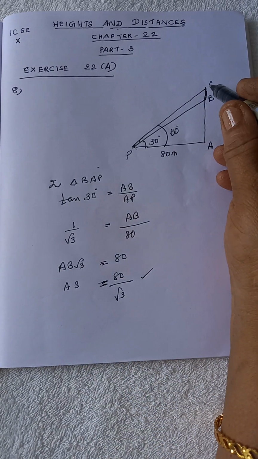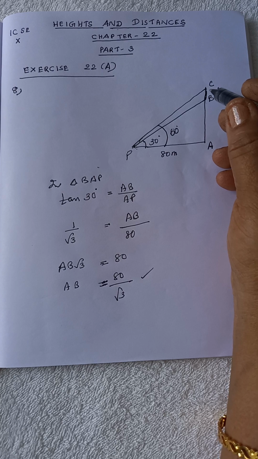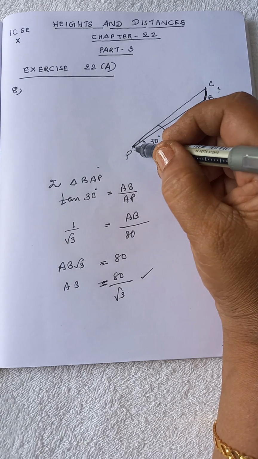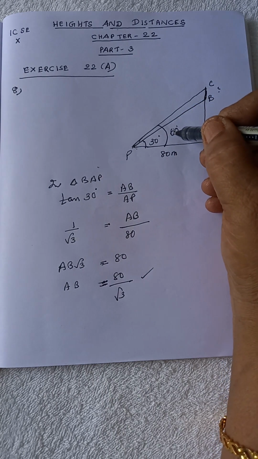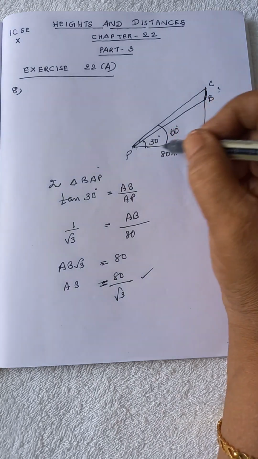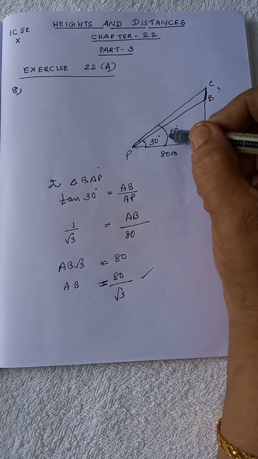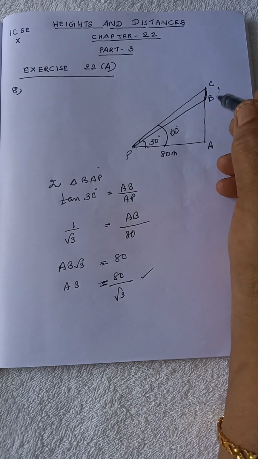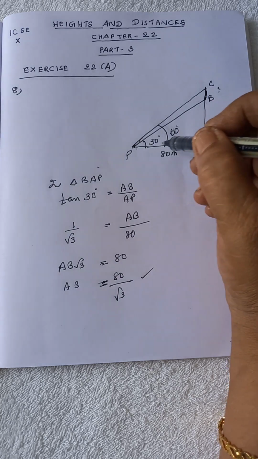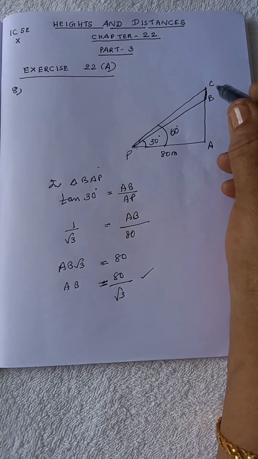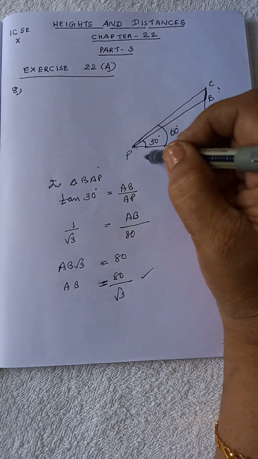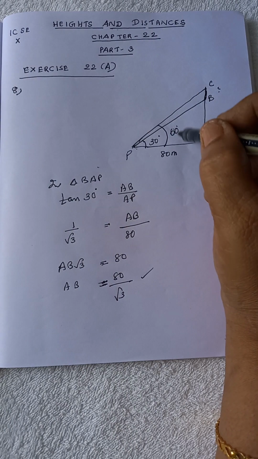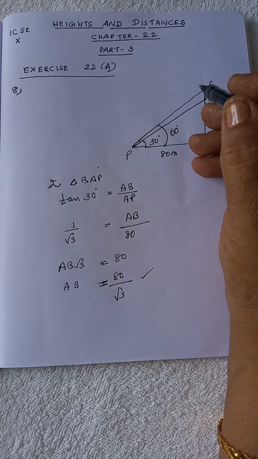Now we want AC. So let us take triangle CAP. There also we got this angle and this adjacent side. So we can take tan 60 degree. So that is AC by AP. AC we don't know, by AP, that is 80. Again tan 60 we know the value as root 3.